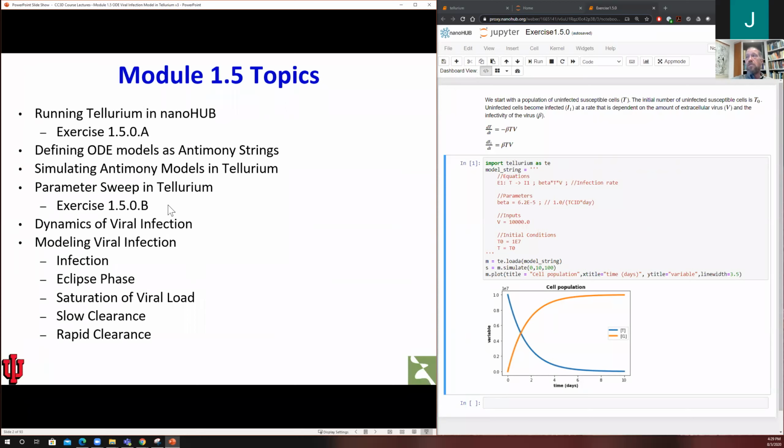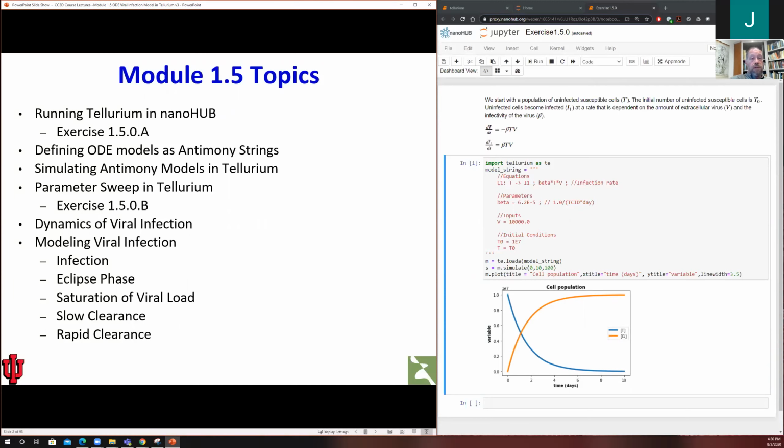So the module that we're going to cover today is going to start by reviewing how to run Tellurium on nanoHUB. We're going to do some uploading of files. It's easier with Tellurium because they're single files rather than packages. We're going to talk about how to define Antimony models as strings in Python, running them, how to do simple parameter sweeps, and then we'll talk a little bit about the dynamics of viral infection, how to build a basic model of viral infection and immune cell clearance.